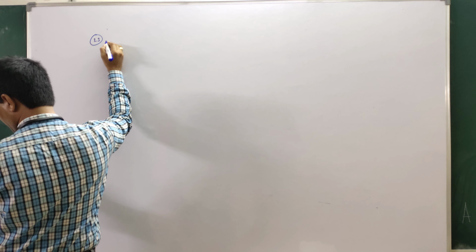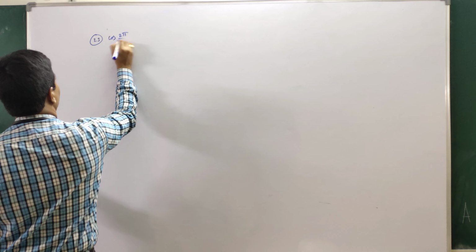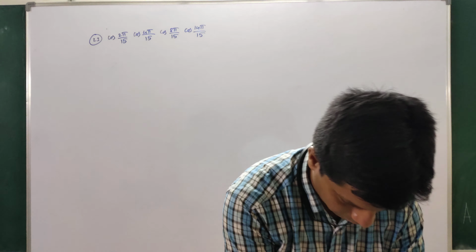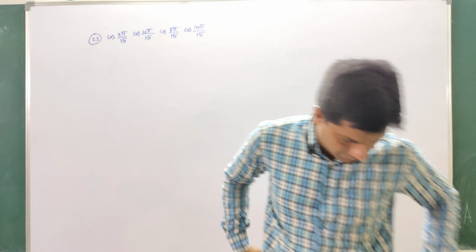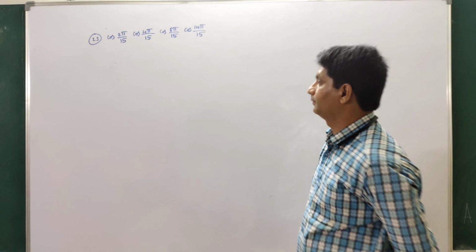What is the 23rd problem given here? This is cos 2 pi by 15 into cos 4 pi by 15 into cos 8 pi by 15 into cos 14 pi by 15. Options are given: 1 by 16, 1 by 8, 1 by 12 and 1 by 4.